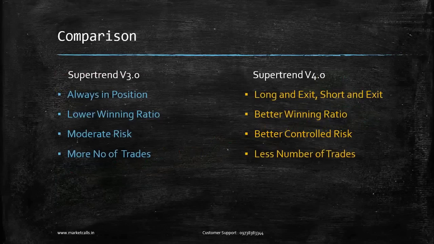So, a little comparison. Supertrend version 3.0 will always be in a position, and it has a lower winning ratio. The winning ratio comes around 38 to 42%. It depends. When I say 42%, it doesn't mean that every month it will give a 42% winning ratio. It is not like that.